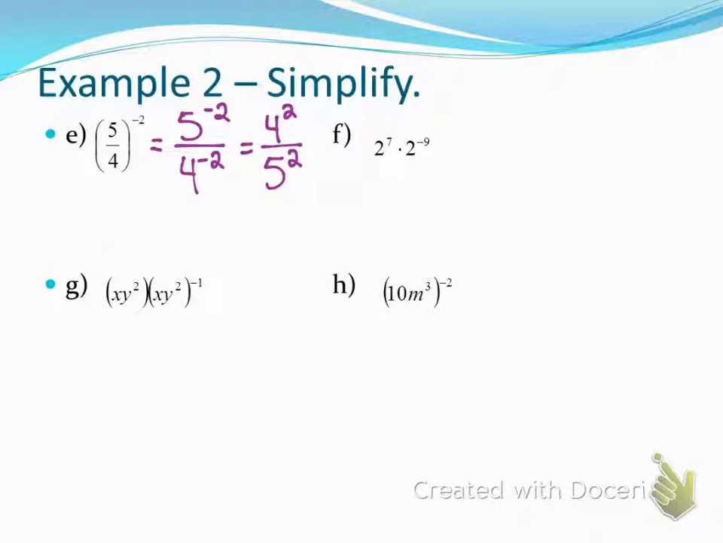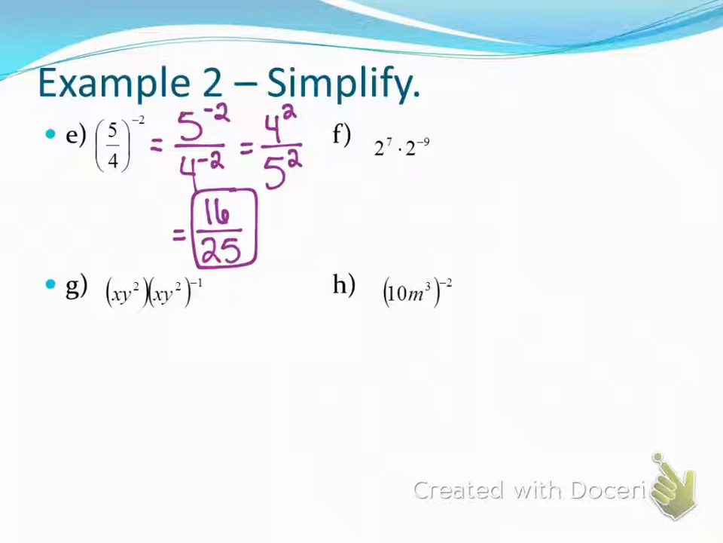Then the last thing to do would be to evaluate 4 squared and 5 squared. What is 4 squared? 16, and 5 squared? Beautiful. That would be our final answer. Questions about any of those steps? Okay.